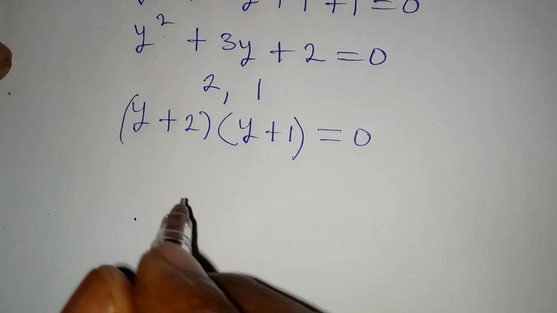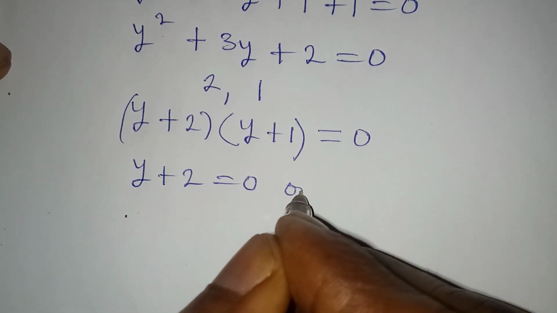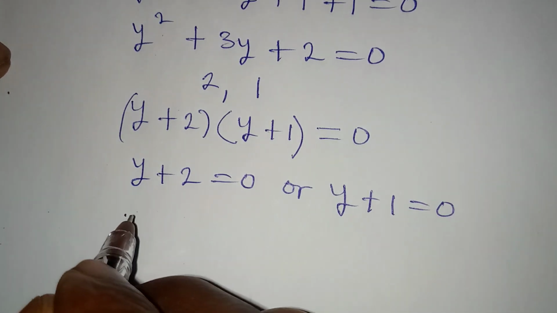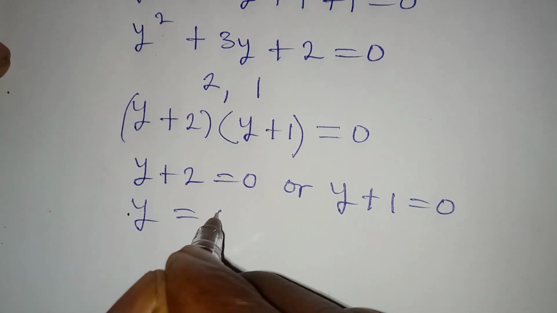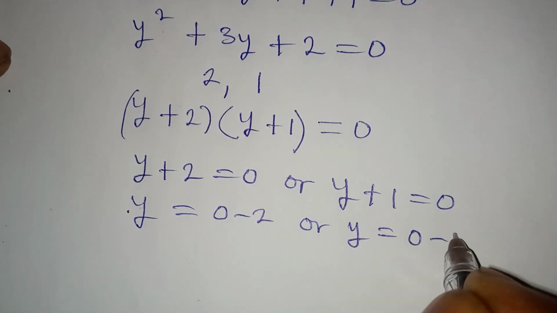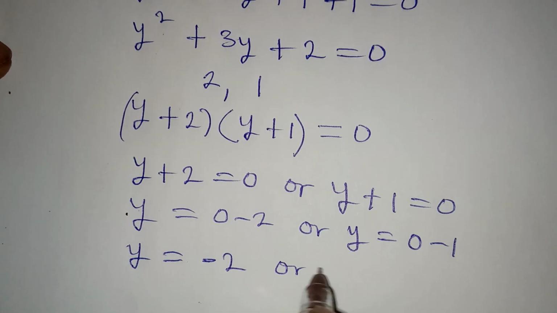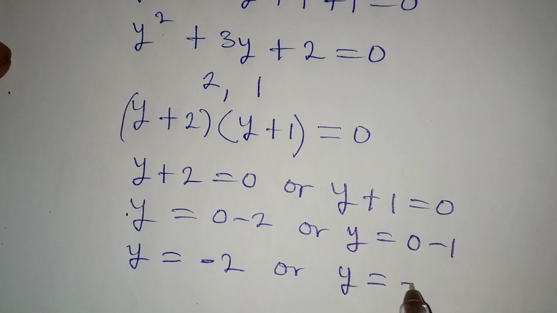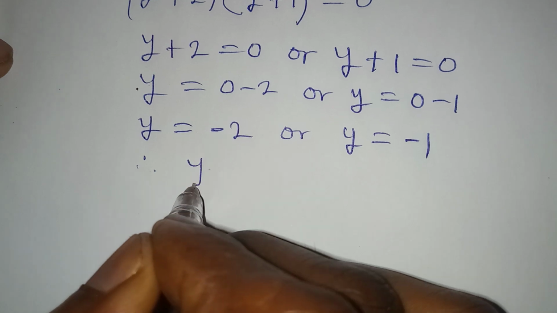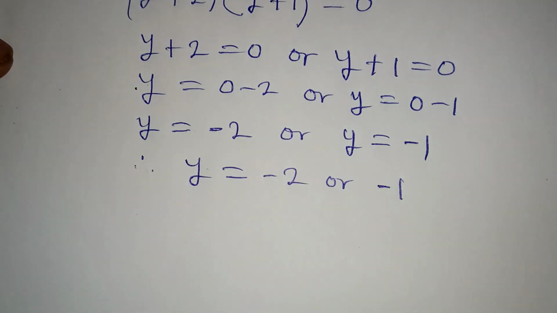Apply the zero product rule to say y plus 2 is equal to 0, or y plus 1 is equal to 0. y is equal to 0 minus 2, or y is equal to 0 minus 1. y is equal to -2, or y is equal to -1. Therefore we have y to be equal to -2 or -1.